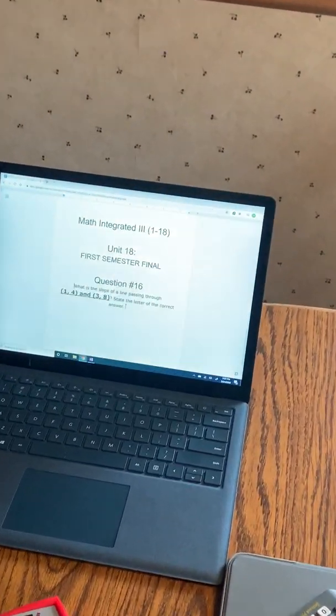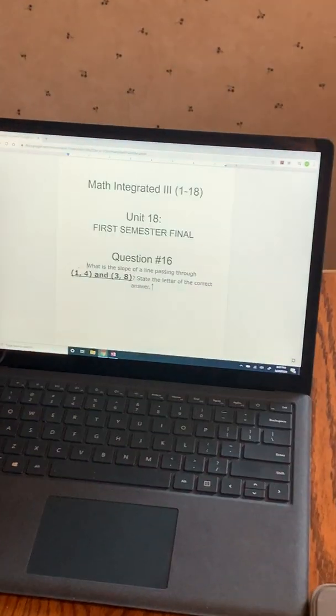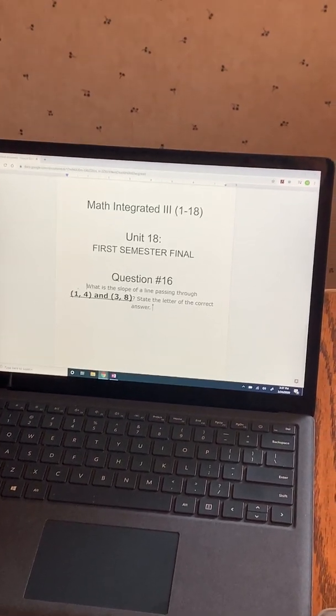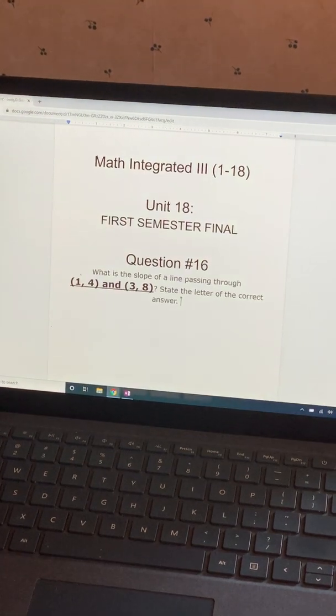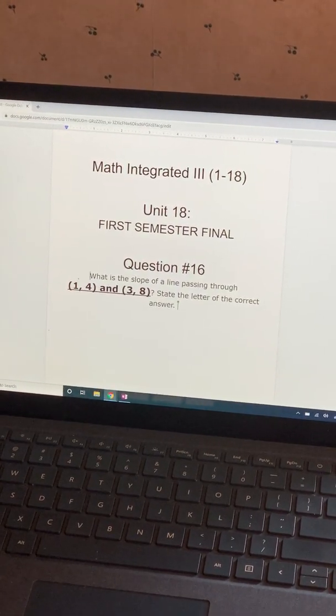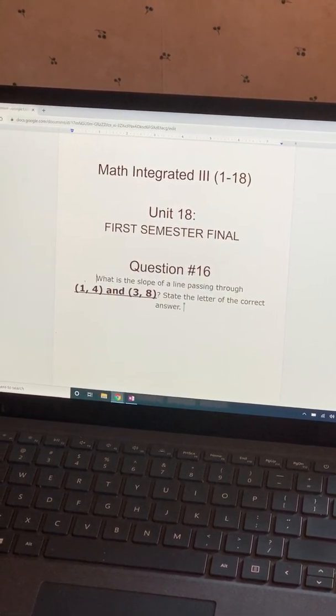Okay, we're going to start off. The unit we're working on is, again, Math Integrated 3, Unit 18, which is the first semester final. We're working on question 16. Question 16 reads, what is the slope of a line passing through (1, 4) and (3, 8)?